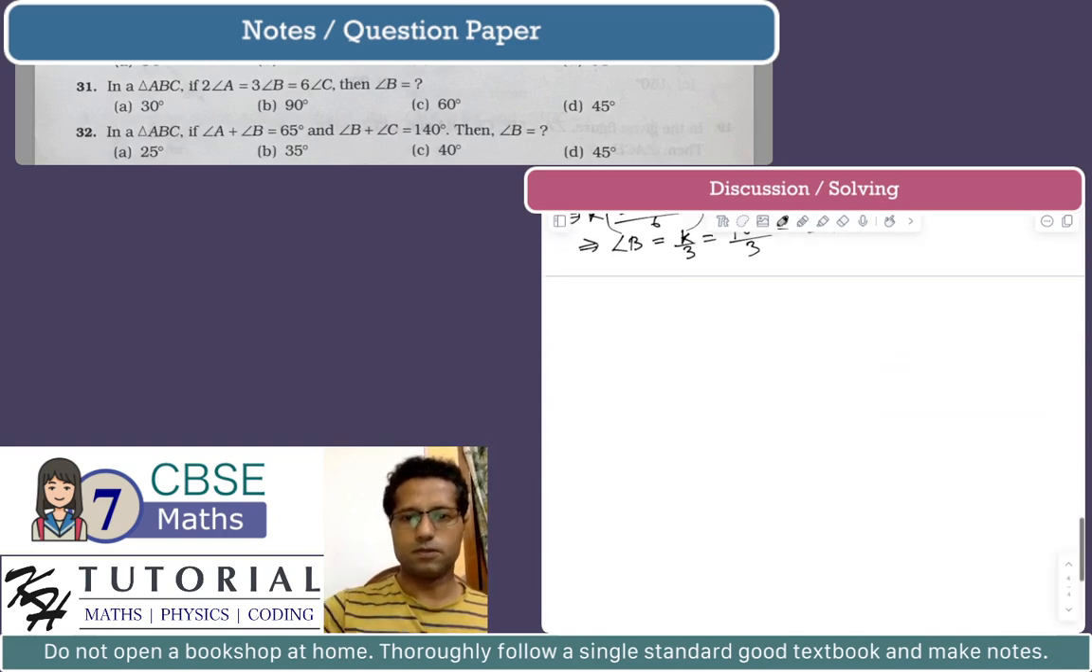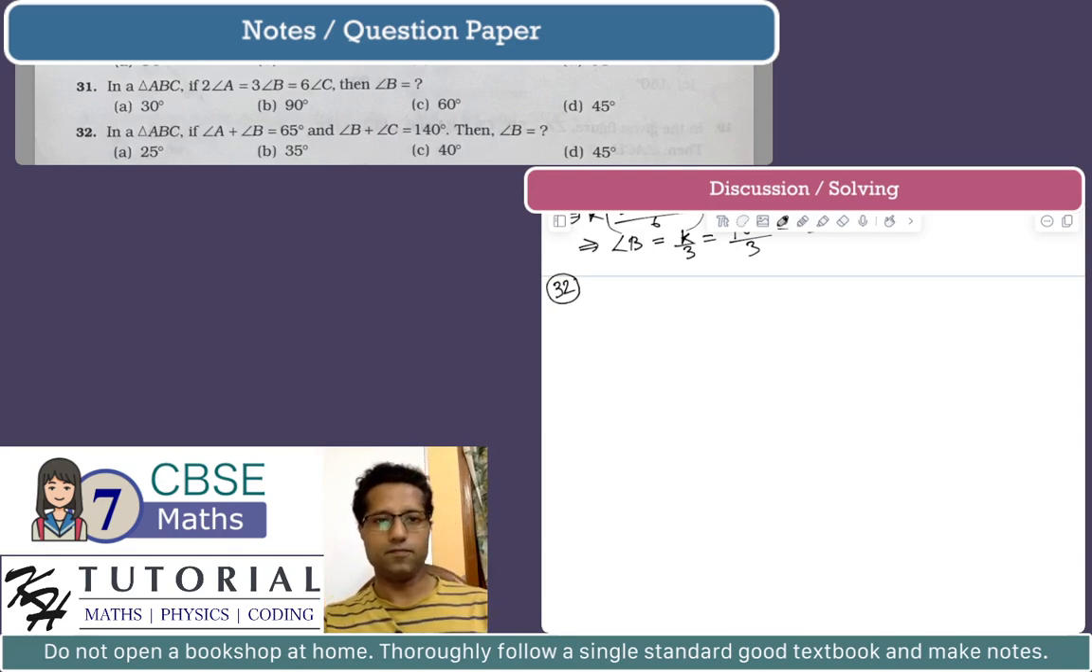Let's do problem number 32. In a triangle ABC, if angle A plus angle B is 65, angle B plus angle C is 140, then what is B? Okay.